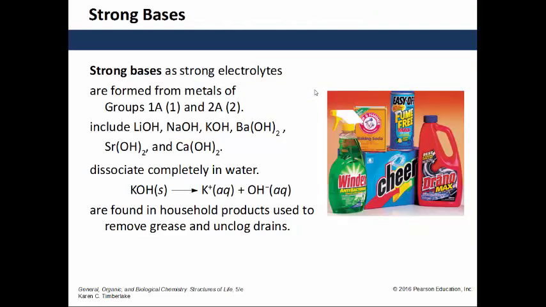All right, now we'll move on to strong bases. These are strong electrolytes that are formed from the metals of groups 1A and 2A, and also include this list of compounds: lithium hydroxide, sodium hydroxide, potassium hydroxide, barium hydroxide, and so on. Because they're strong bases, they will completely dissociate in water. These are found in very common household products, such as cleaners and things you'd use to unclog a drain. So, say Windex, Drano, Cheer, all those would have some very strong bases.